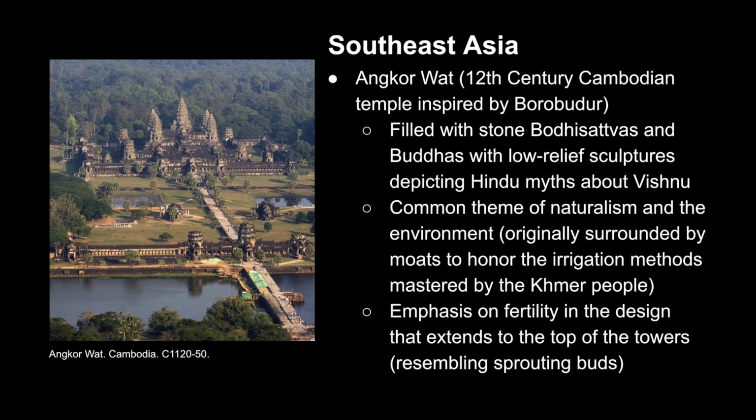Here we also see the common theme of naturalism and the environment as it's being worked into architecture. Originally, this structure was surrounded by moats, which were intended to honor the irrigation methods mastered by the Khmer people. There was also an emphasis on fertility within the design of the architecture, which can be seen in the tops of the towers as they are meant to resemble sprouting buds.